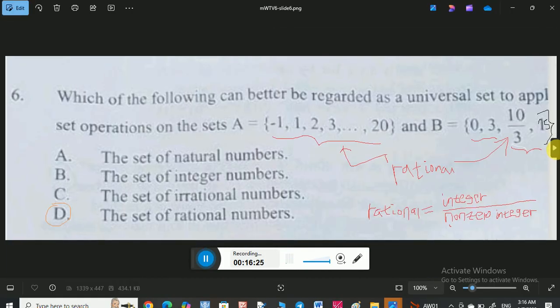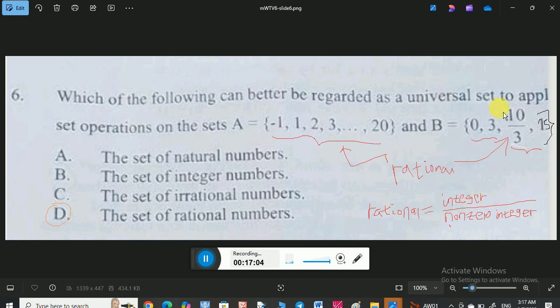The next problem, number 6. Which of the following can better be regarded as a universal set to apply to the set operations on the sets A and B? Two sets are given, set A and set B. If we want to apply set operations to these two sets, what should be the appropriate universal set?